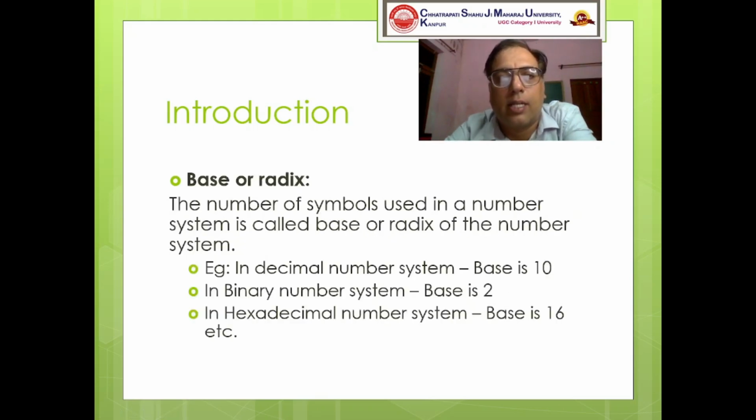Base or radix. The number of symbols used in a number system is called base or radix of the number system. For example, in the case of a decimal system, the base is 10. For a binary number system, the base is 2. For a hexadecimal number system, the base is 16.